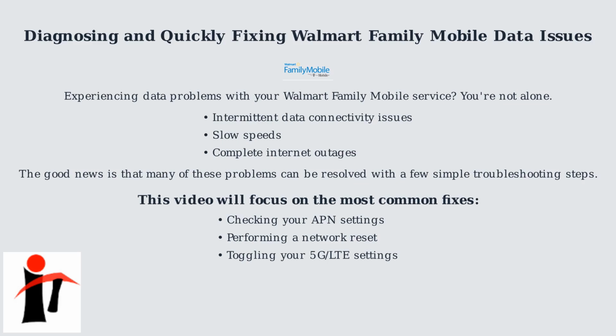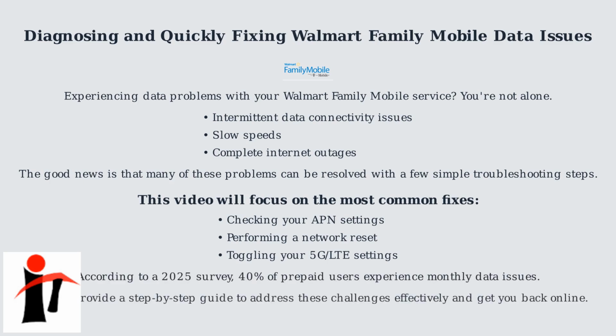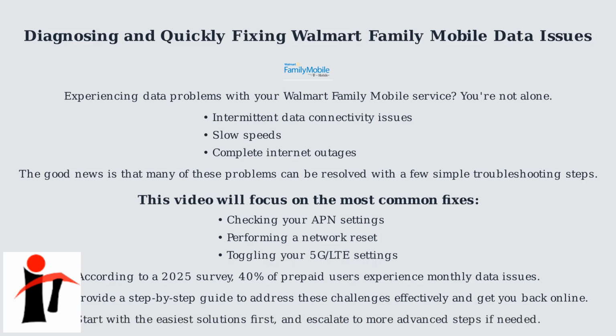This video will focus on the most common fixes: checking your APN settings, performing a network reset, and toggling your 5G LTE settings. According to a 2025 survey, 40% of prepaid users experience monthly data issues. We will provide a step-by-step guide to address these challenges effectively and get you back online. Start with the easiest solutions first and escalate to more advanced steps if needed.